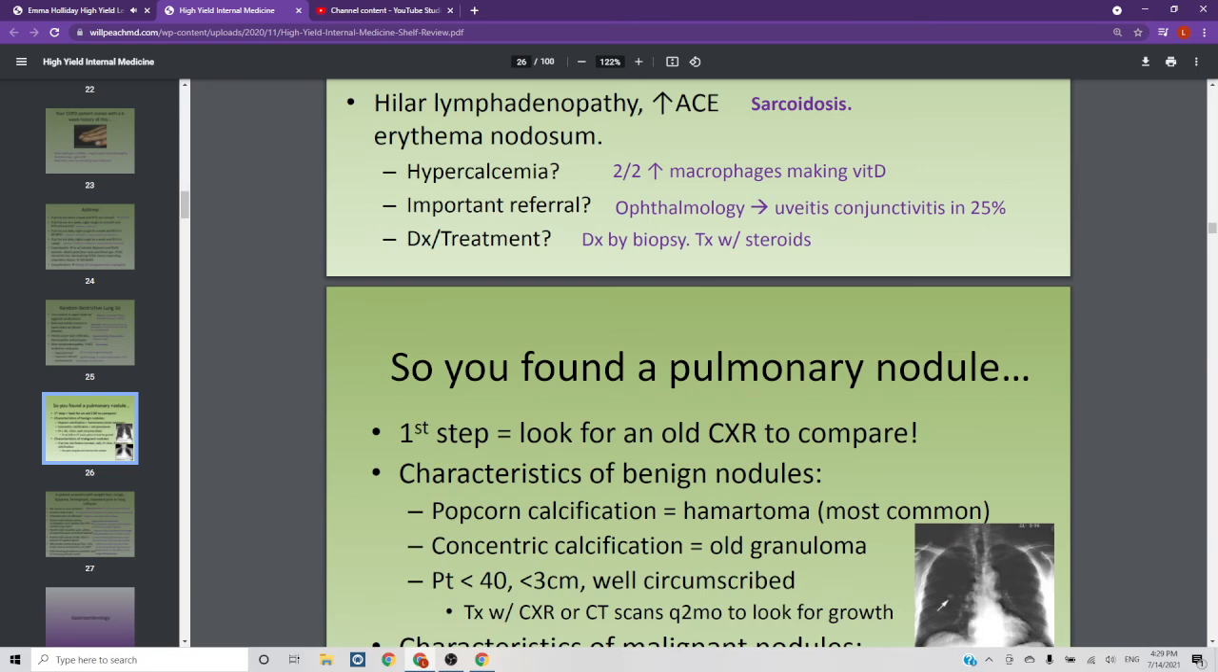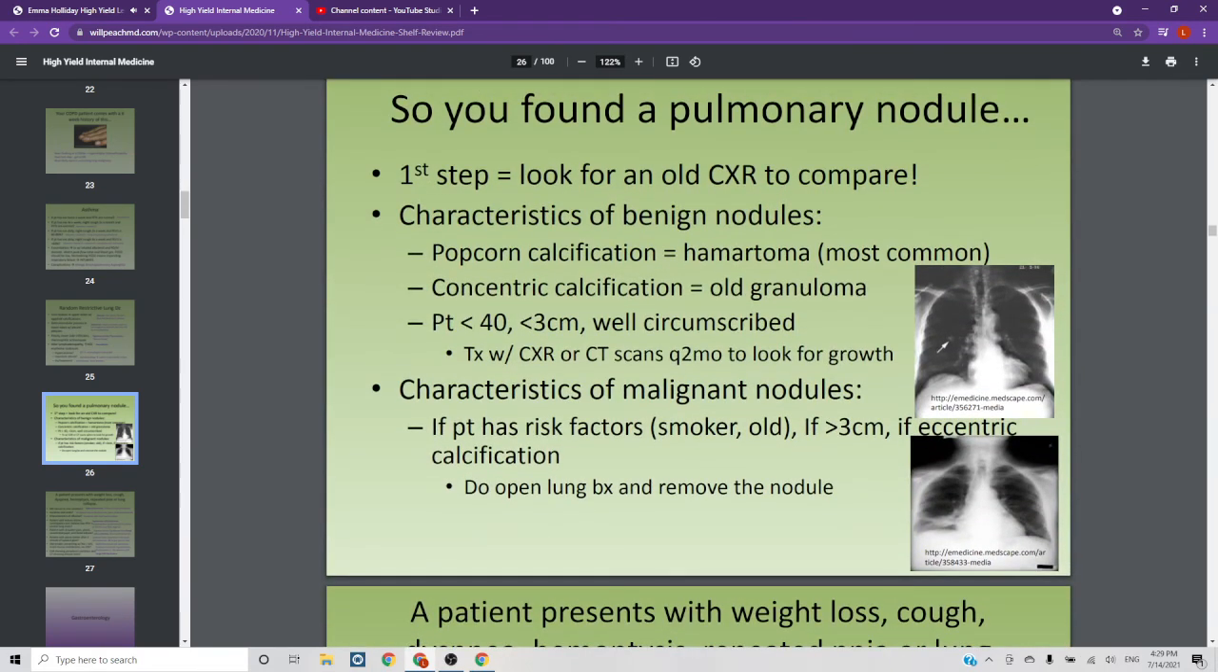So you found a pulmonary nodule. What do you do first? Look for an old film. Yes, good. So the first step, you've got to find an old chest x-ray to compare, because really you're going to be a lot more concerned if it is increasing in size or if it's brand new. So out of these little Goombas, which one is scarier? This little dude or this guy? This guy is scarier. Why is he scarier? It's bigger. What does he not have? What are some characteristics of a benign nodule? What would make you reassured?